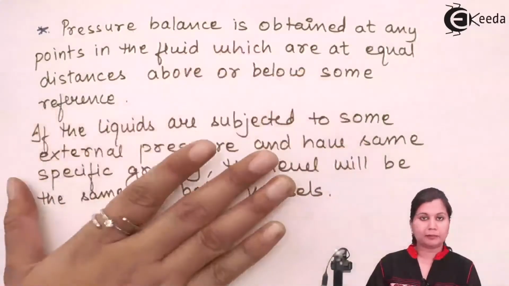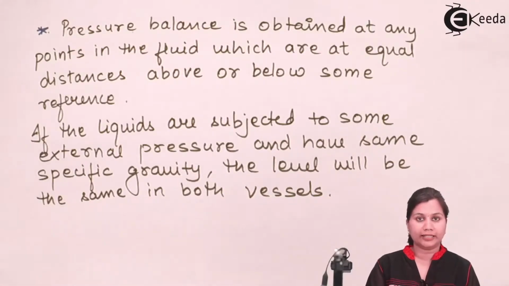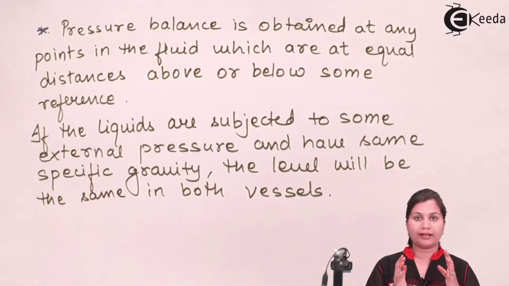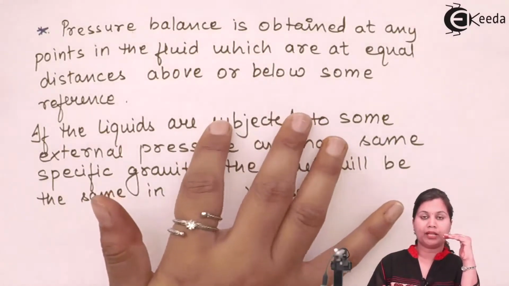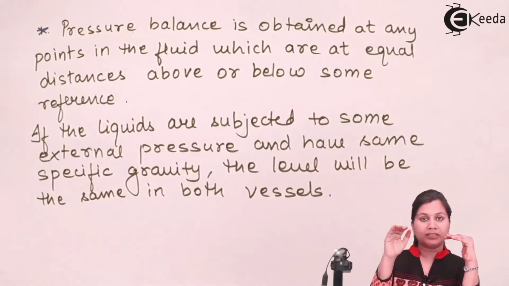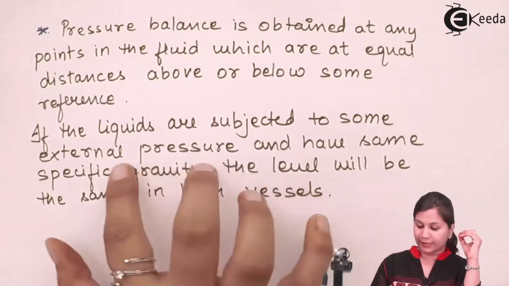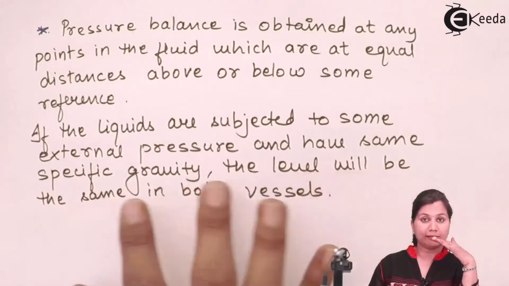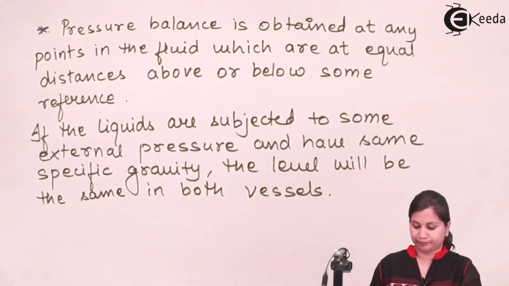So this is the principle on which the side glass tube method is working, that the level of the liquid in both the tank and the side glass are equal, because both are at the same level from the reference line. Okay, the same height is there. So when the liquid is at the same height from the reference line in two vessels which are under some external pressure and having the same specific gravity, then the level of the liquids will be the same.